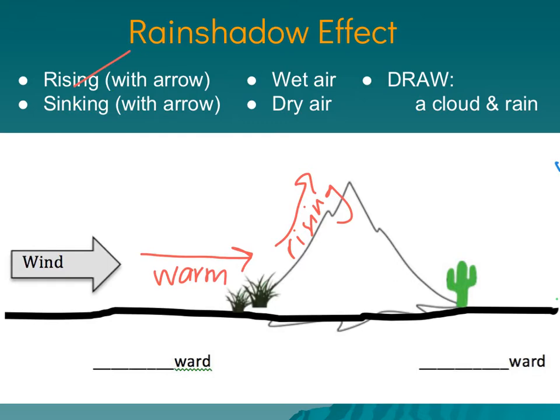As it reaches the peak of the mountain, it comes back downwards. That's where we're going to get our sinking air labeled. And we know that as it comes back down, it also cools. So I'm going to switch to blue and give this a label of sinking air and a little bit cooler.